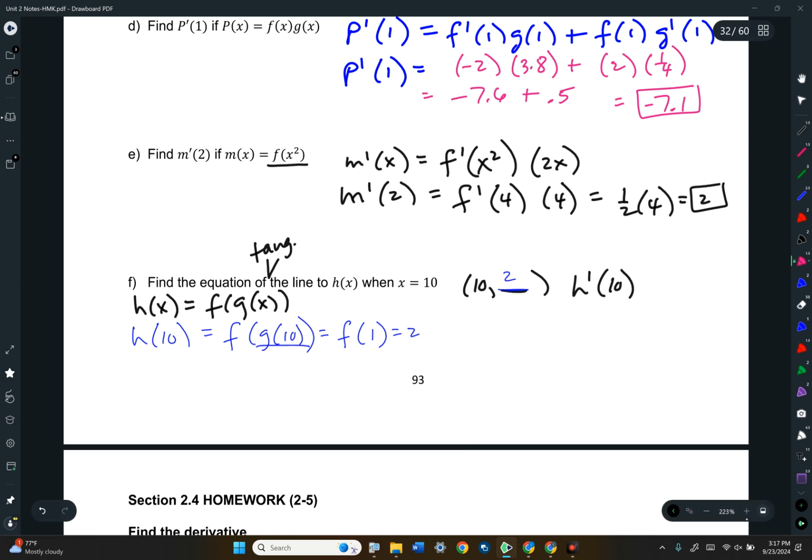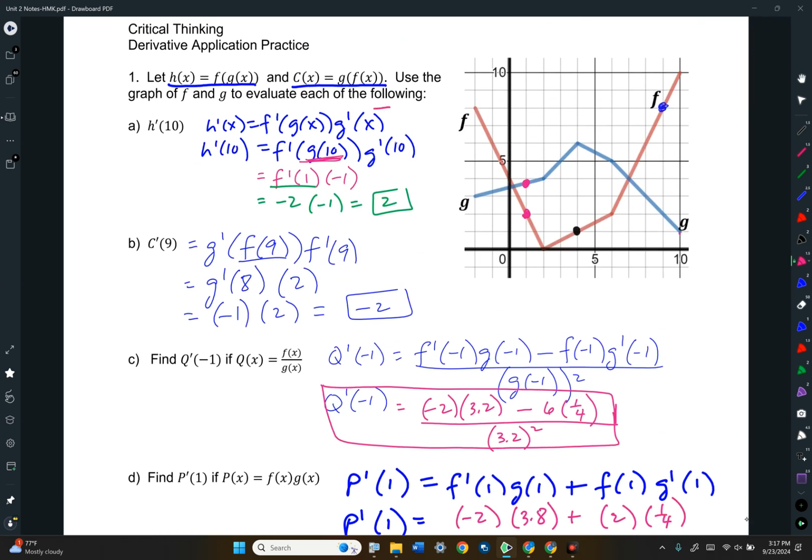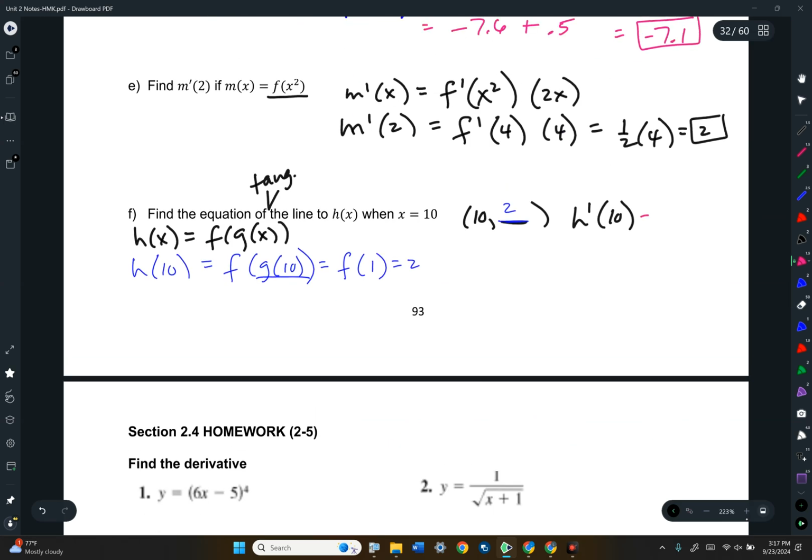And now I need to find h prime of 10. So remember how up here we said, here we go, up on letter A, we said h prime is f prime of g times g prime. Well, and we even found h prime of 10, right, to be 2. So I can pull that down. I can just use that 2 in place of h prime of 10. And now I'm ready to write my equation for my tangent line. So I'm going to say y minus 2 equals the derivative, which is 2, and then x minus 10.